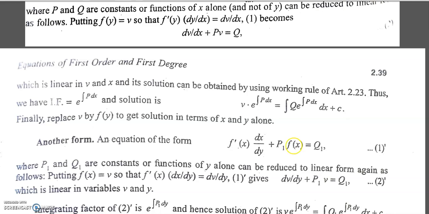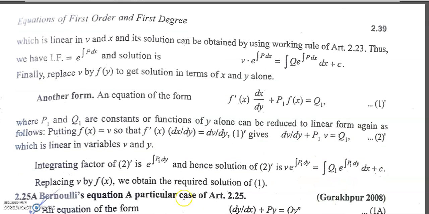Then if we put f(x) equal to v and differentiate with respect to y, we get f'(x) dx/dy equal to dv/dy. Then equation 1' gives dv/dy + P1 v = Q1. Now what is our integrating factor? e to the power integral of P1 dy. So we can write 2' as v times the integrating factor equal to the integral of Q1 times the integrating factor plus C.